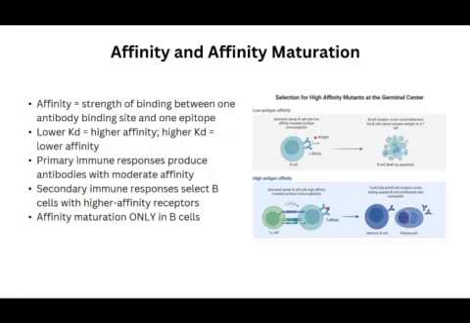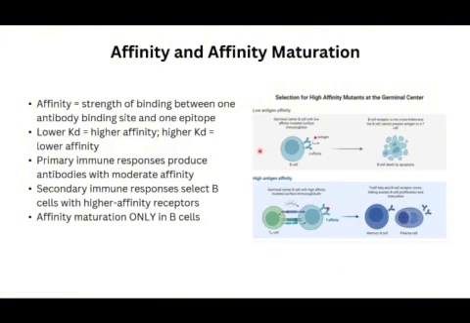Affinity is the strength of the binding between one binding site on the antibody and one epitope on the antigen. This can be expressed by Kd, or the dissociation constant, which is the molar concentration of an antigen that is needed to occupy half the total antibodies in a solution. When the dissociation constant is higher, the affinity is lower, and vice versa. Most antibodies in the primary immune response have moderate affinity, at a value between 10 to the negative 6 and 10 to the negative 9.